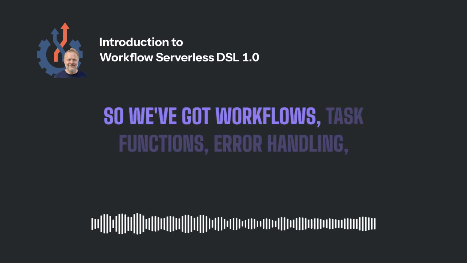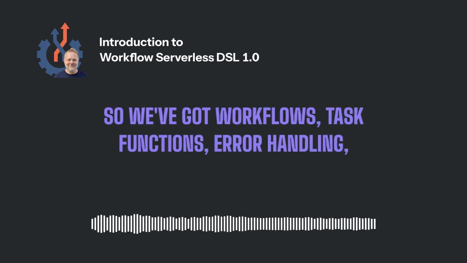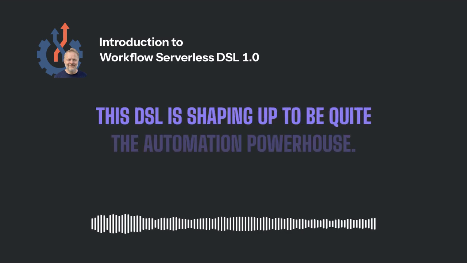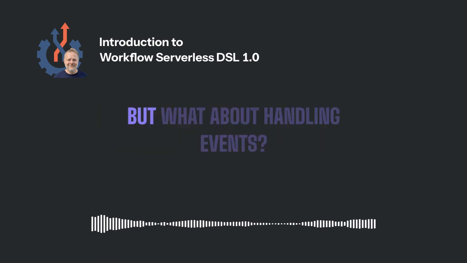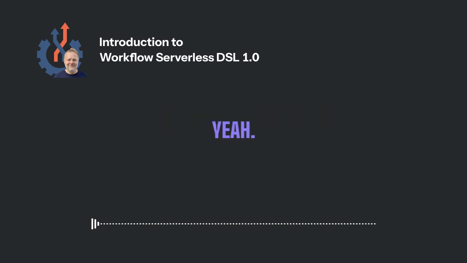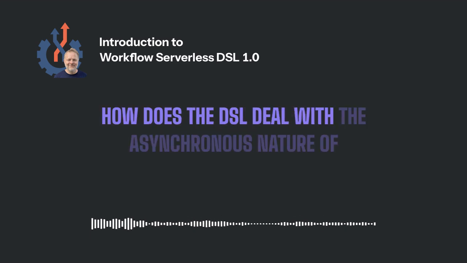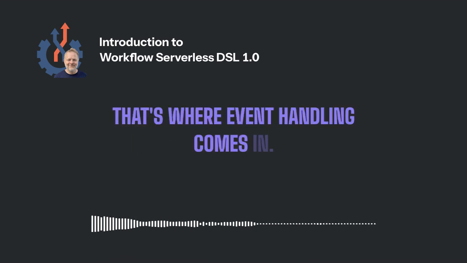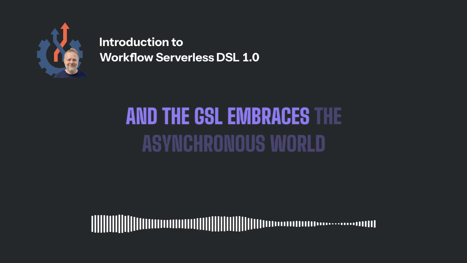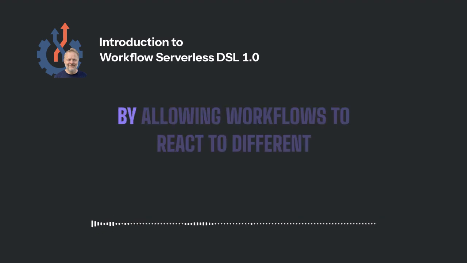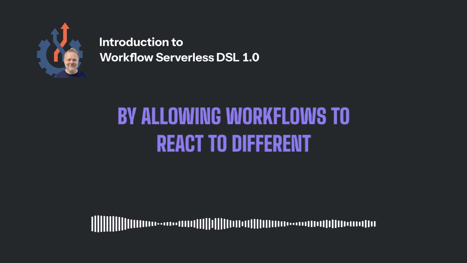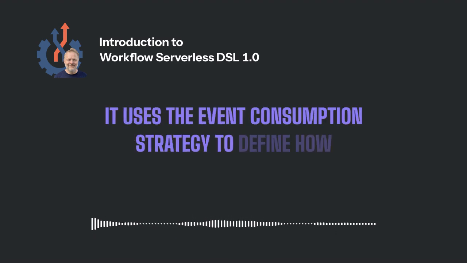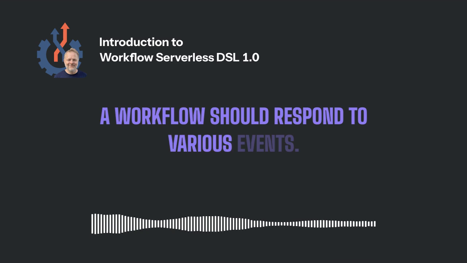So we've got workflows, task functions, error handling, and even extensions. We do. This DSL is shaping up to be quite the automation powerhouse. It really is. But what about handling events? How does the DSL deal with the asynchronous nature of the serverless world? That's where event handling comes in. The DSL embraces the asynchronous world by allowing workflows to react to different event scenarios. It uses the event consumption strategy to define how a workflow should respond to various events.